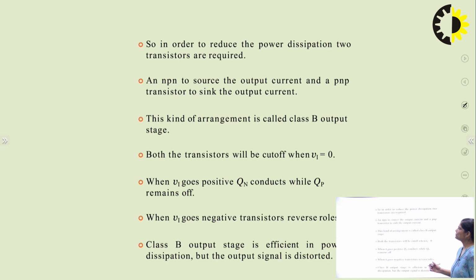So in order to reduce the power dissipation, 2 transistors are required: an NPN to source the output current and a PNP transistor to sink the output current. Now this kind of arrangement is called a class B output stage. Both transistors will be cut off when Vi is equal to 0. When Vi goes positive, Qn conducts while Qp remains off. When Vi goes negative, the transistors reverse roles. The class B output stage is efficient in power dissipation, but the output signal is distorted.